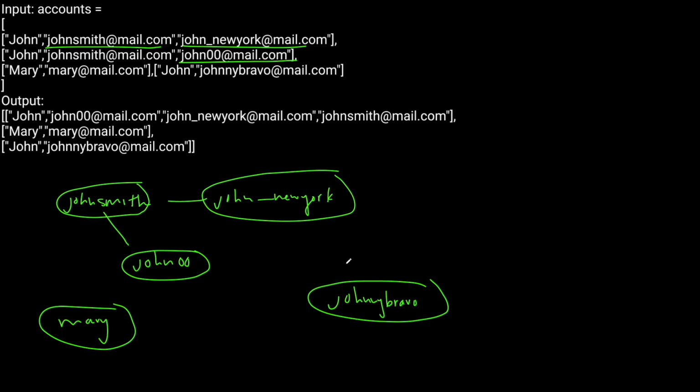And then same with this Johnny Bravo. Even though this guy has the name John, it's not actually connected to the other Johns because there's no link between this Johnny Bravo email and any other John email in the graph. So that means that this John and the other John are actually two different Johns. They have the same name, but they're different accounts. And as we can see, that's how our output should look.